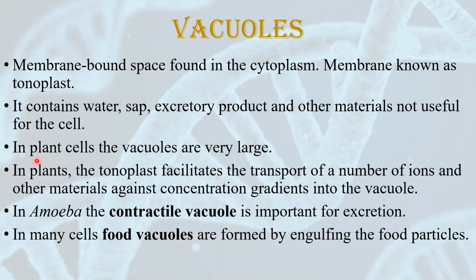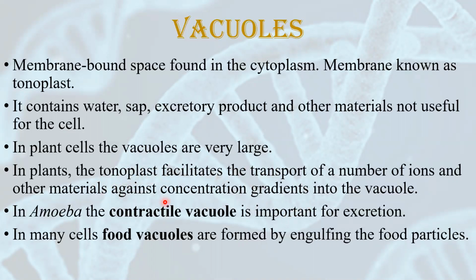Now, when we talk about plant cells, we know that vacuoles are very large in plant cells, whereas in animals, either they are absent or they are present in a very small size. In plants, vacuoles are of great importance because they maintain the osmotic pressure inside the plant. In plants, the tonoplast, the membrane of the vacuole, facilitates the transport of a number of ions and other materials against concentration gradient. Remember this, against concentration gradient, active transport.